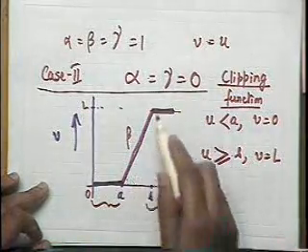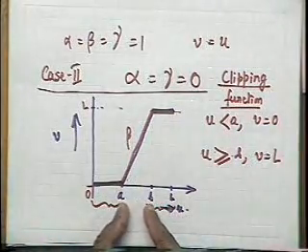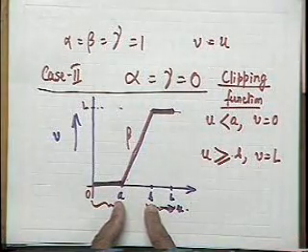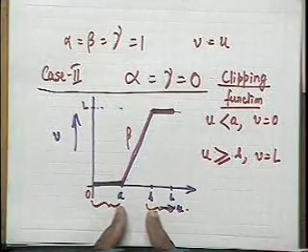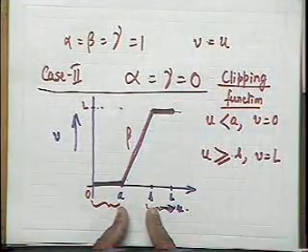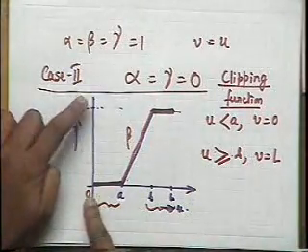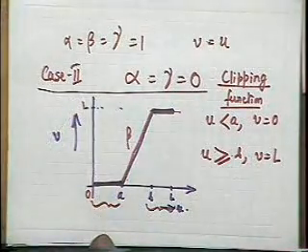So in this case what we are doing is a linear contrast stretching. In the zone of A to B we have a linear contrast stretch such that the intensities in the range A to B in the original image get translated to intensities in the range of 0 to L in the output or processed image.